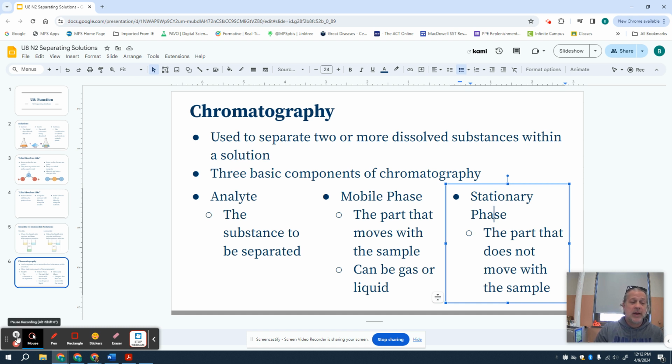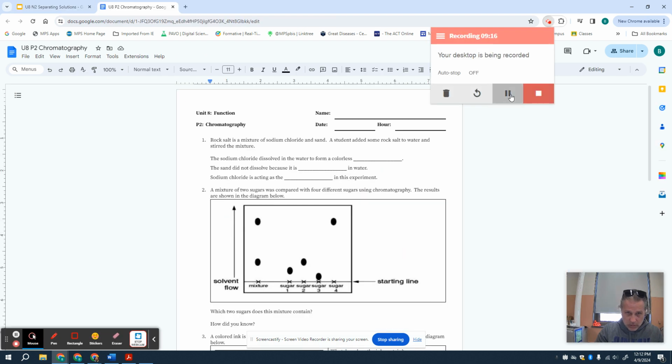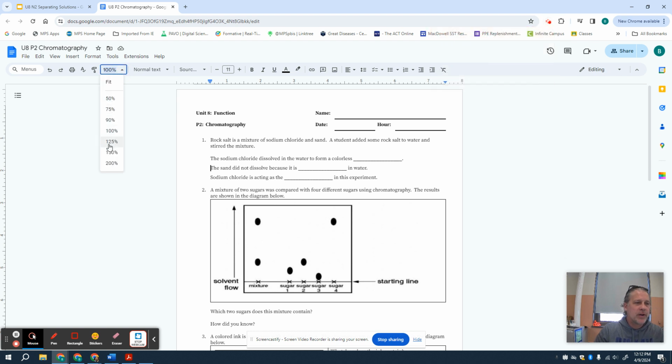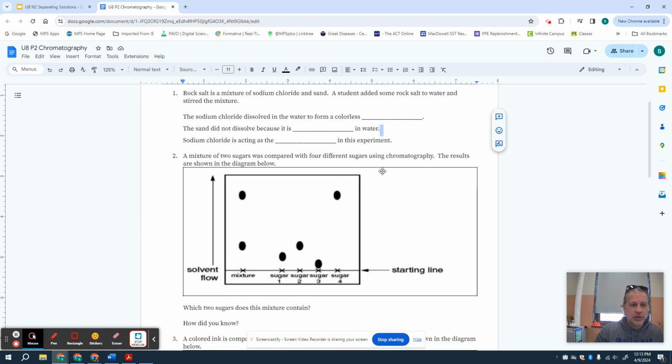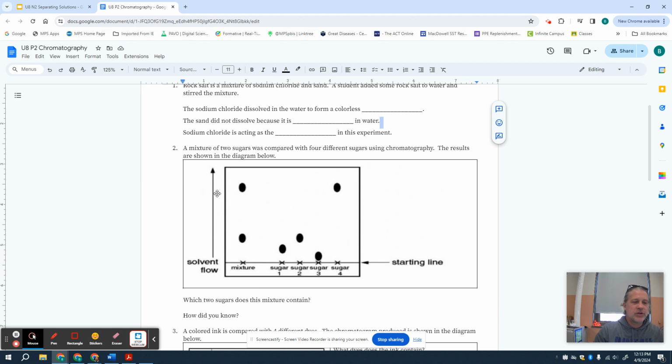Now we need to take a brief moment to talk about your homework. This is what your homework is going to look like for today. The first question asks you to use some of the vocabulary from the notes that we just took to fill in three blanks, and hopefully that isn't too difficult. The next part is analyzing a chromatogram, which is essentially the result of doing some type of chromatography.